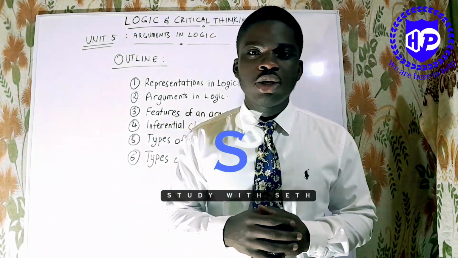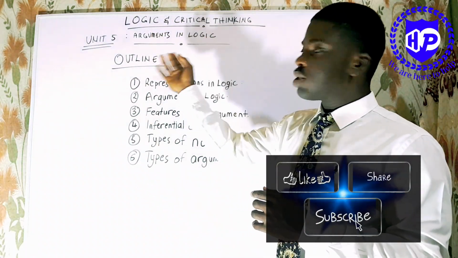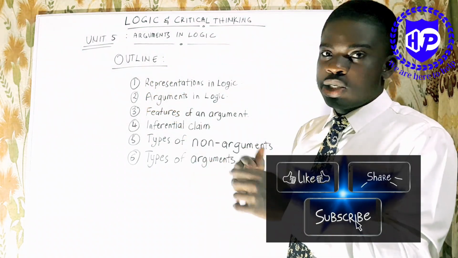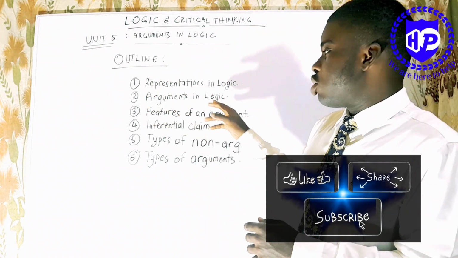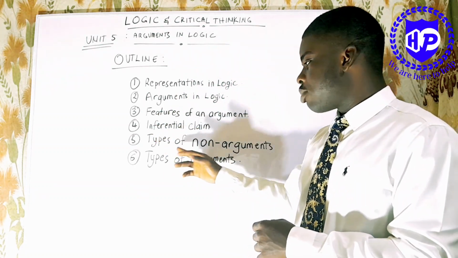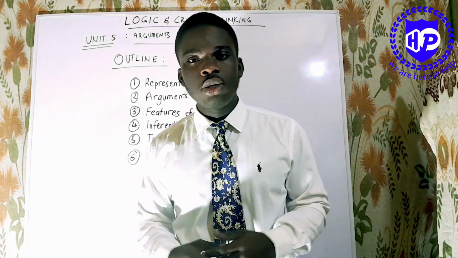I'm Seth. Now, in this video, we'll be looking at the fifth unit in logic and critical thinking. This is the outline of the video. We'll start with looking at representations in logic, arguments in logic, features of an argument, inferential claim, types of non-arguments, and then types of arguments. Let's begin.